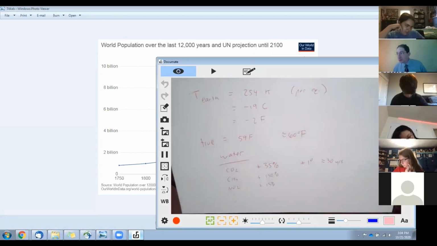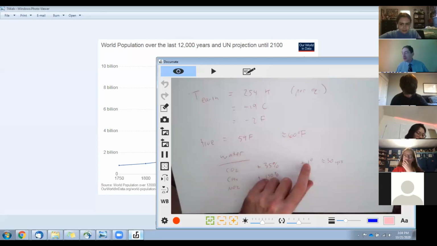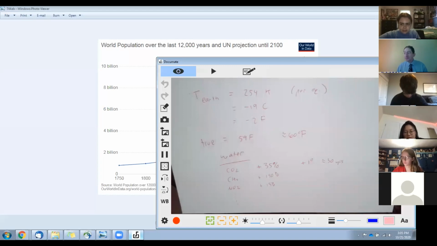And you go another 30 years and there's another degree, and another 30 years, another degree. And we're not talking 60 degrees. We're not talking about 3 miles of ice, or melting of 3 miles of ice. But adding a degree and then another degree and another degree over the time scale of a human lifespan will have real impacts on the climate.